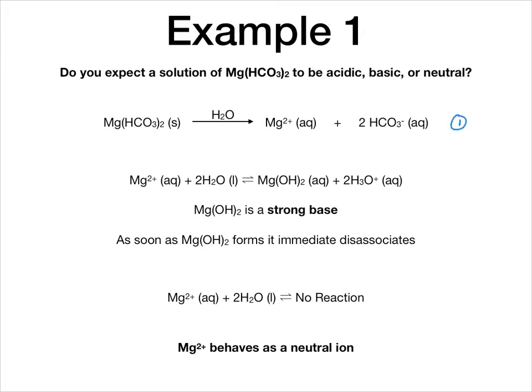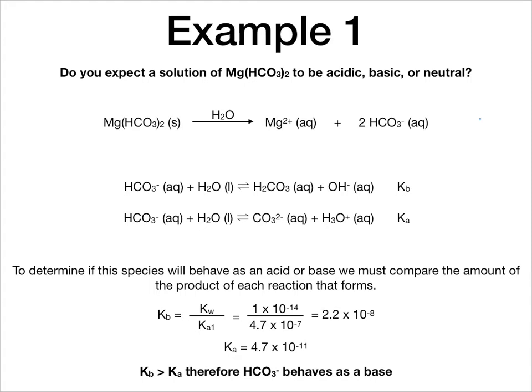Okay, so my first step was to break things up into its ions. My second step is to look at the cation, and we see that the cation reaction with water forms a strong base, which means that that cation behaves as a neutral ion. Then in step 3, I look at how the anion reacts. And the anion reacts both as a base and as an acid. And so I calculate the Kb for the base reaction and the Ka for the acid reaction, and I find that the Kb is greater than the Ka, and so the bicarbonate is behaving as a base.